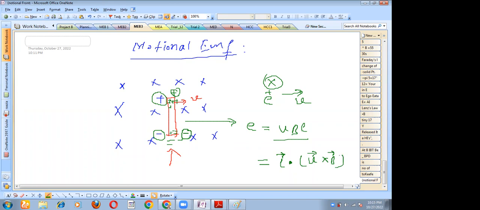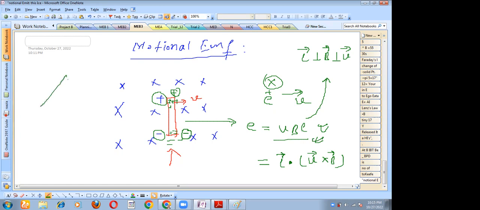This formula comes under the case whenever the movement of the rod is perpendicular to its length. This formula is only applicable when the length is perpendicular to the magnetic field and the magnetic field is perpendicular to the velocity. So all three quantities V, B, L are mutually perpendicular. In that case, we can directly apply the formula VBL.